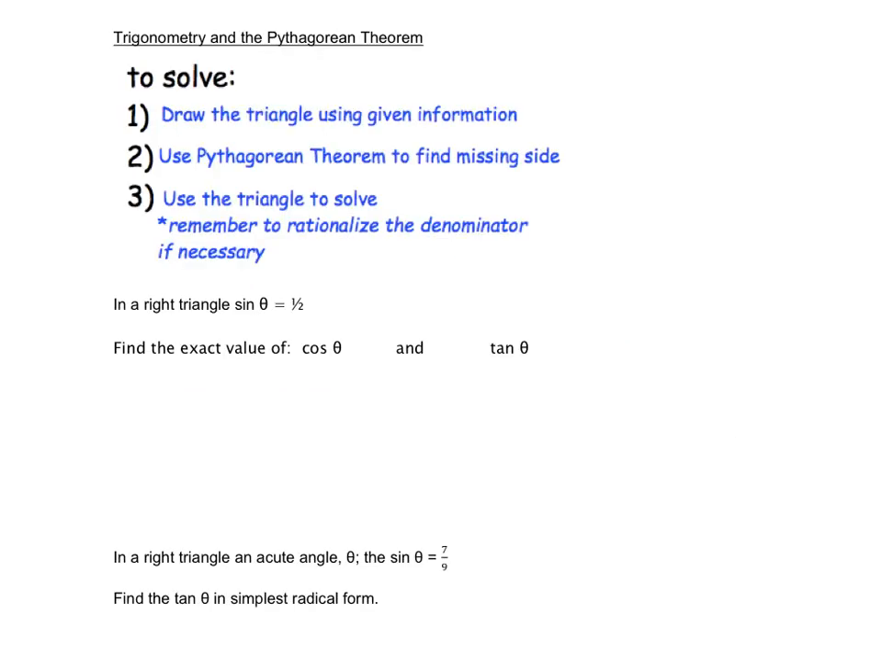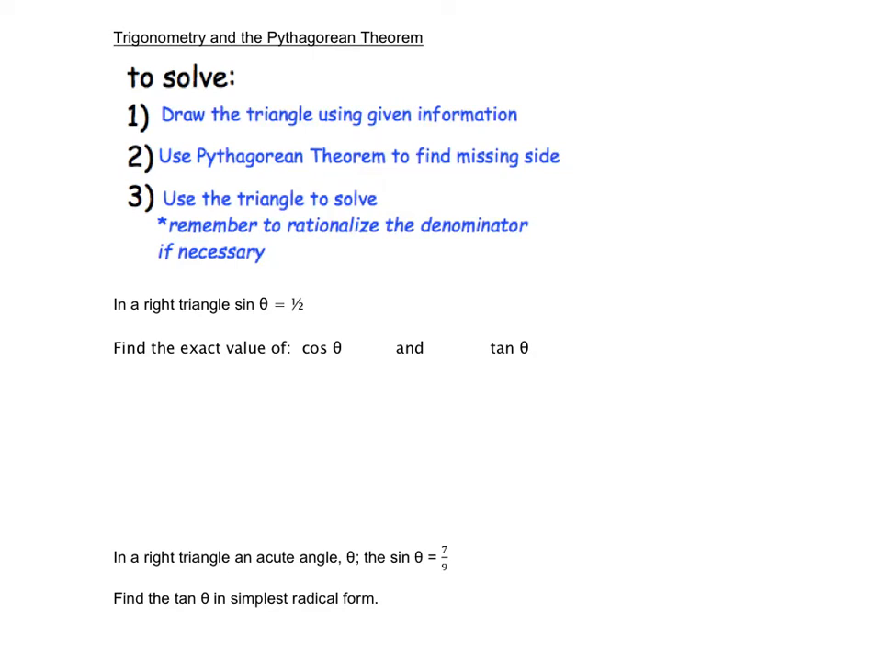Okay, so now we're going to be able to use trigonometry and the Pythagorean theorem to find missing side lengths. It's also going to allow us to find the exact values of trigonometric functions without using the calculator. So here's how we approach these questions. I'm not going to lie, these are my favorite questions. And here's why. It's a lot of work.